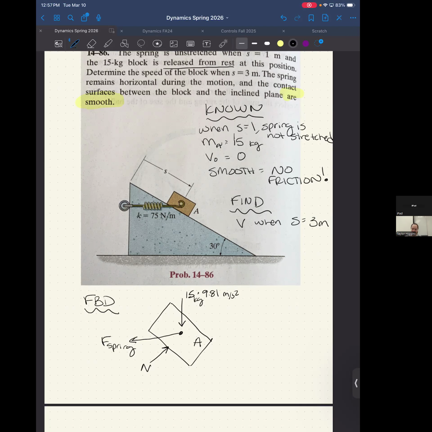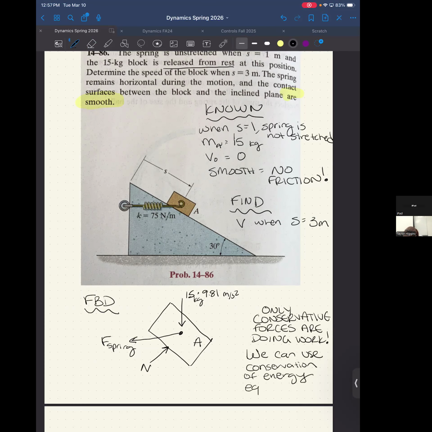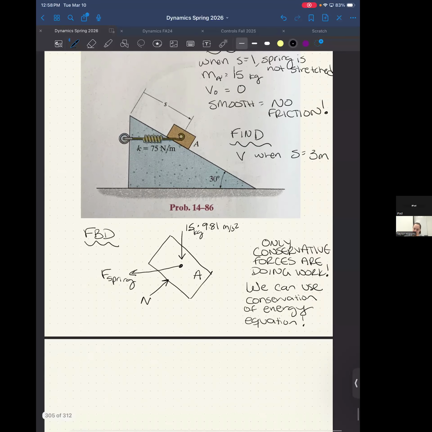Okay, so only conservative forces are doing work. So we can use the conservation of energy equation. Okay, I'll rewrite that equation.